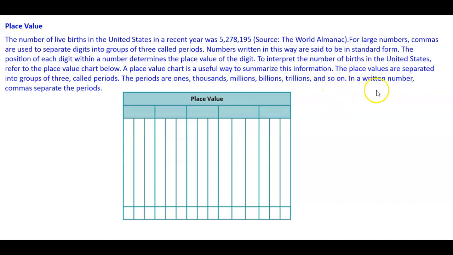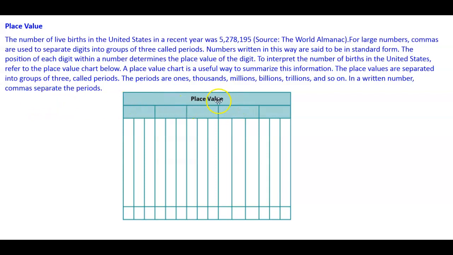To interpret the number of births in the United States, refer to the place value chart below. A place value chart is a useful way to summarize this information. The place values are separated into groups of 3 called periods. The periods are ones, thousands, millions, billions, trillions, and so on. So in a written number, commas separate the periods.